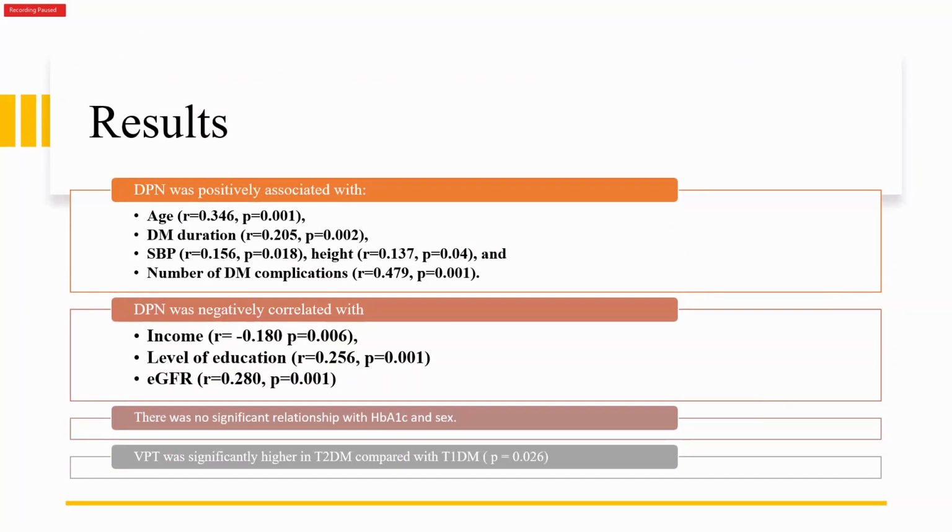We did a correlation, and we found that diabetic neuropathy was positively correlated with age, DM duration, systolic blood pressure, and number of DM complications, and it was negatively correlated with income, level of education, and eGFR.